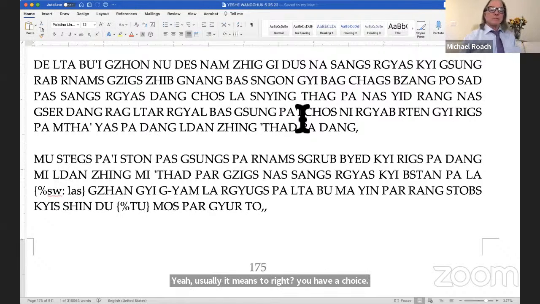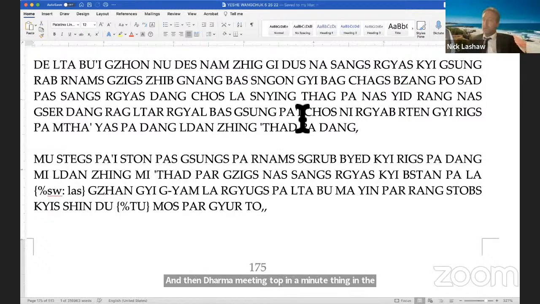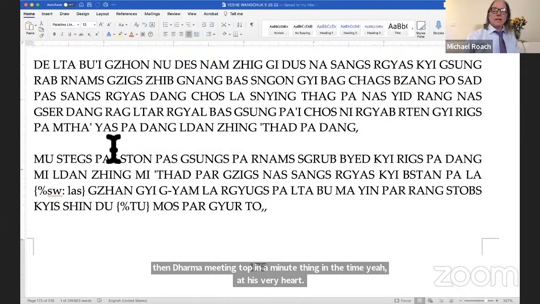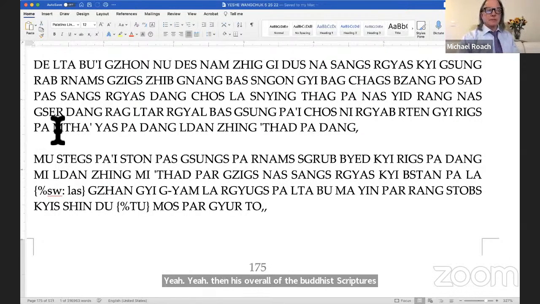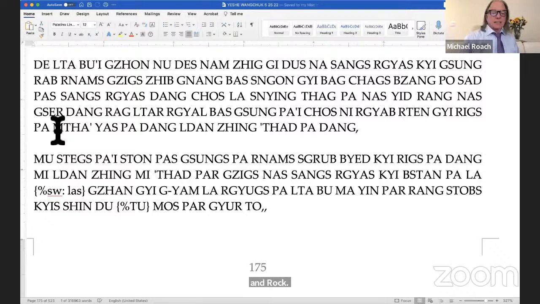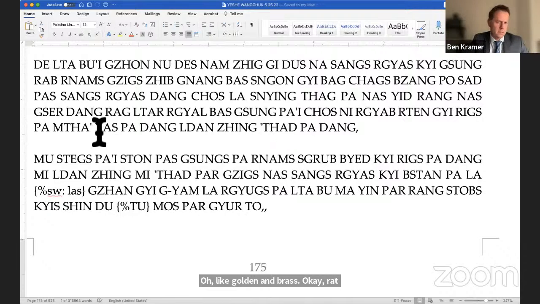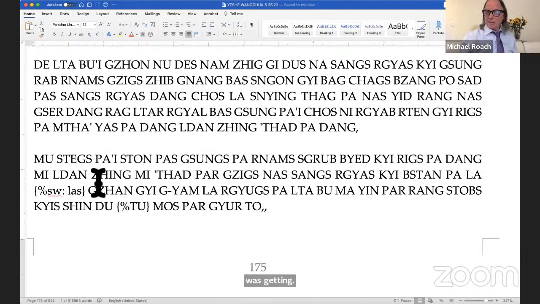Ning tapane, the depths of his heart, at his very heart. Then his opinion of the Buddhist scriptures and the non-Buddhist scriptures began to diverge, like ser and rock. Like golden and brass. Rock means brass. So he began to differentiate between the different teachings he was getting. He saw that some of them were like gold and some of them were like iron.